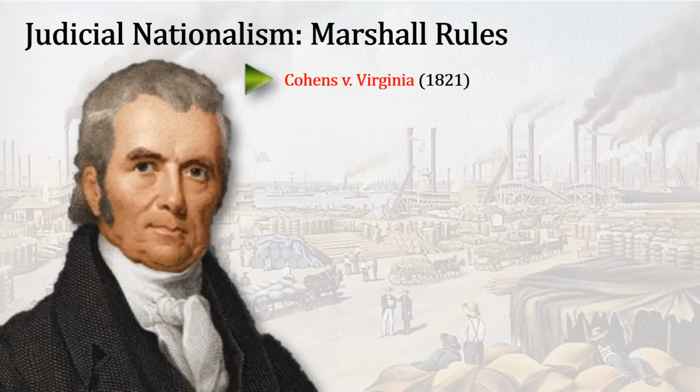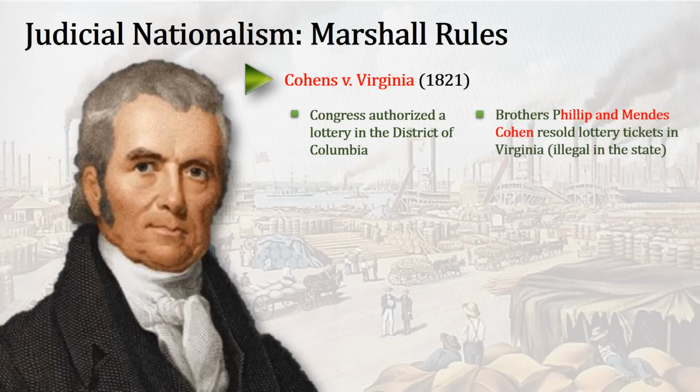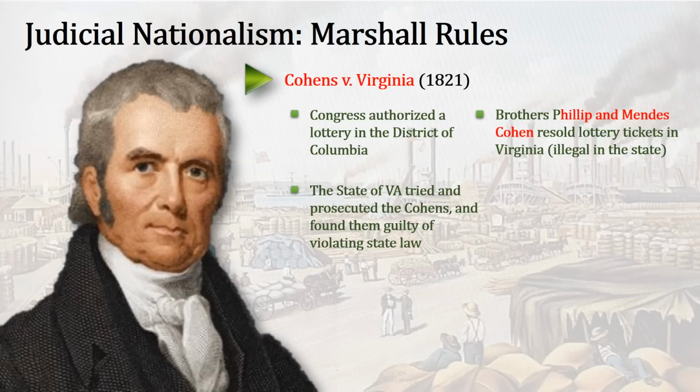The second court case we're going to look at is called Cohens v. Virginia, which was decided in 1821. In this case, Congress had authorized a lottery within the District of Columbia. But two brothers, Philip and Mendez Cohen, bought those lottery tickets and resold them in the state of Virginia. Selling those lottery tickets in Virginia is illegal under Virginia state law. So the state of Virginia tried and prosecuted the Cohens and found them, rightfully, guilty of violating state law.